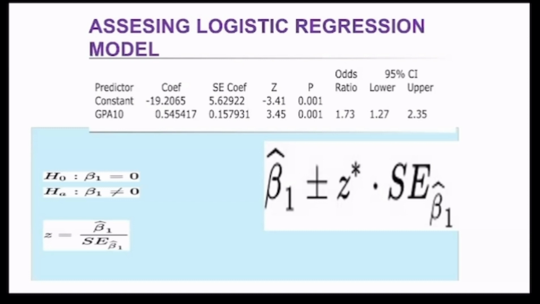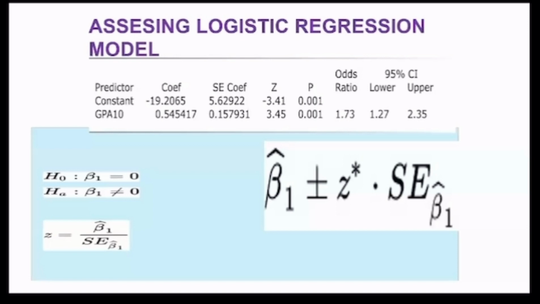Now if I want to assess the model, you remember the other time when we were assessing a regression model, we assessed it by testing how significant the slope is. We can also test that here in logistic regression, under the null hypothesis beta 1 equals 0 against the alternative beta 1 not equal to 0. But in linear regression, we used a t-test, with t equal to beta 1 divided by the standard error. Here I'm writing z instead of t.